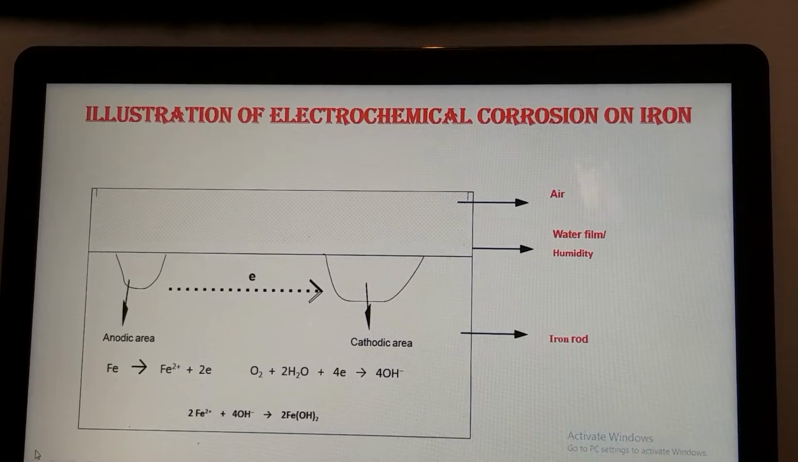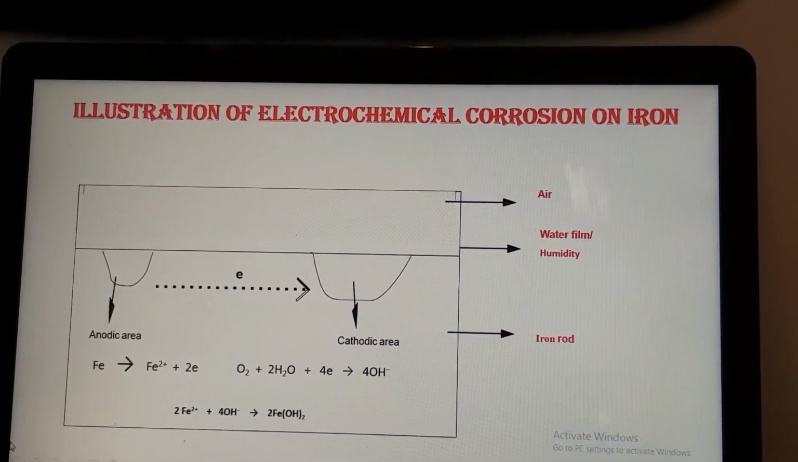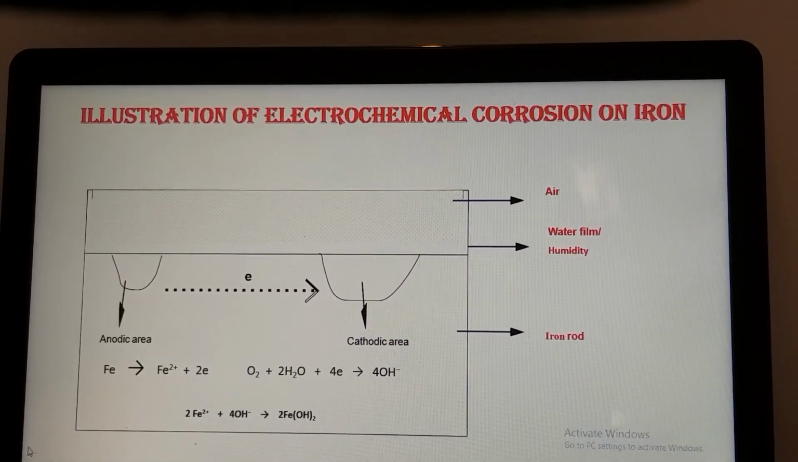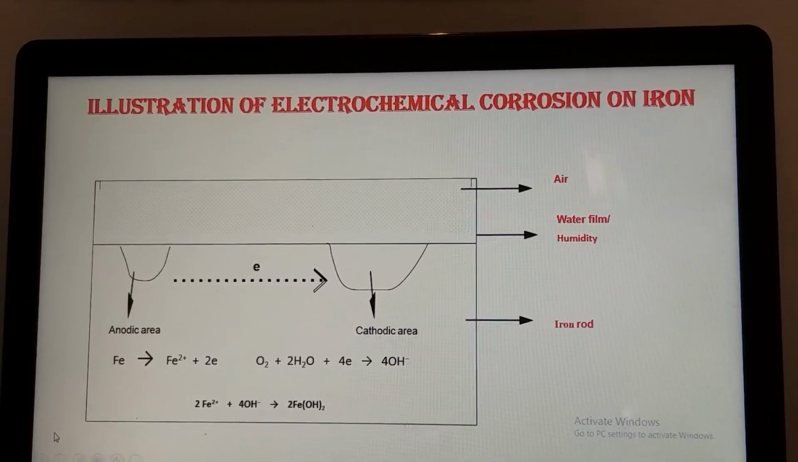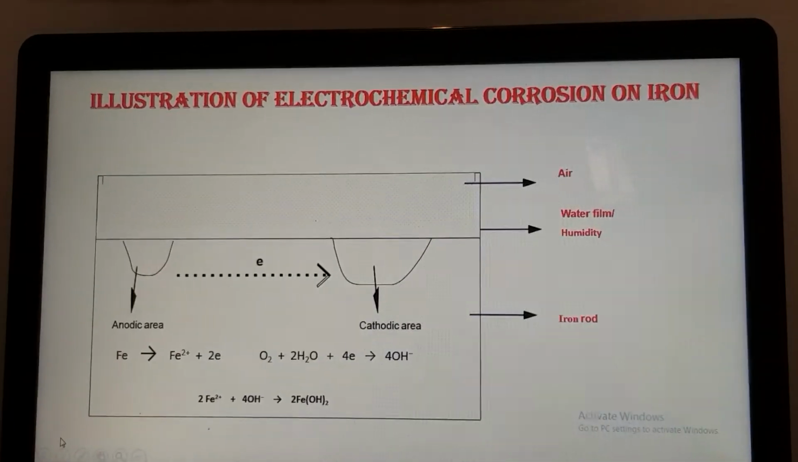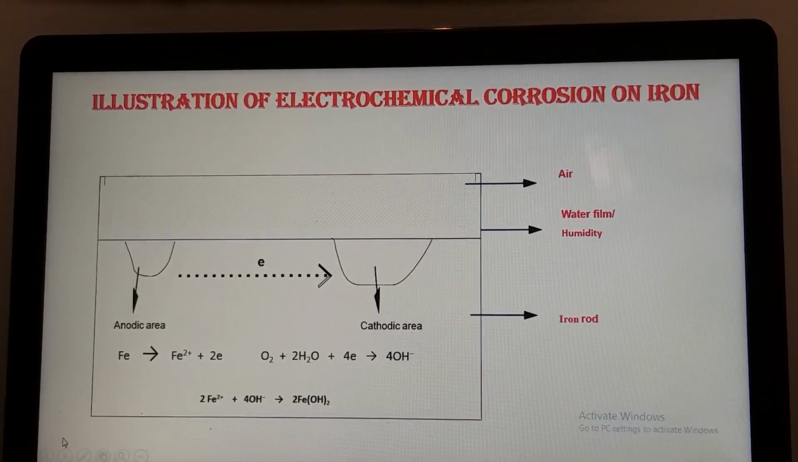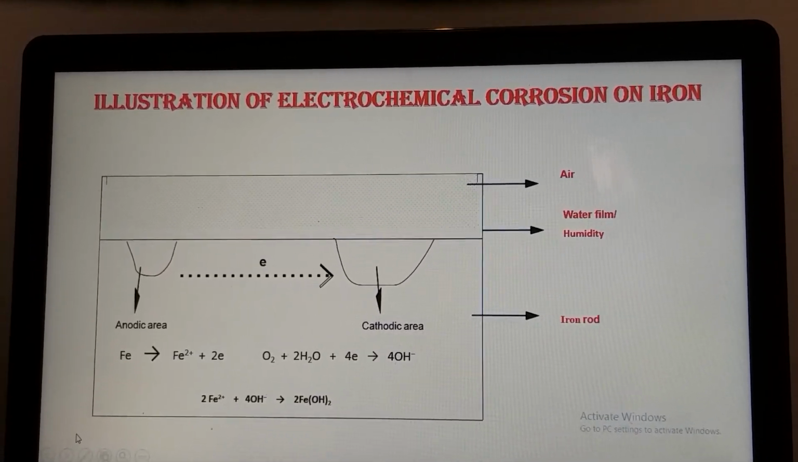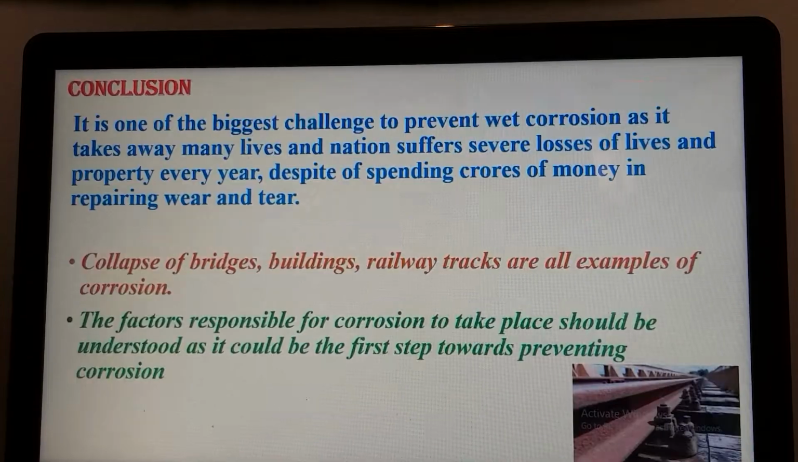due to the dissolution of iron at the anodic area by the oxidation of the metal, and at the cathodic area the hydroxyl ions are produced. These two combine to give ferrous hydroxide, which finally forms the rust, Fe2O3.nH2O.